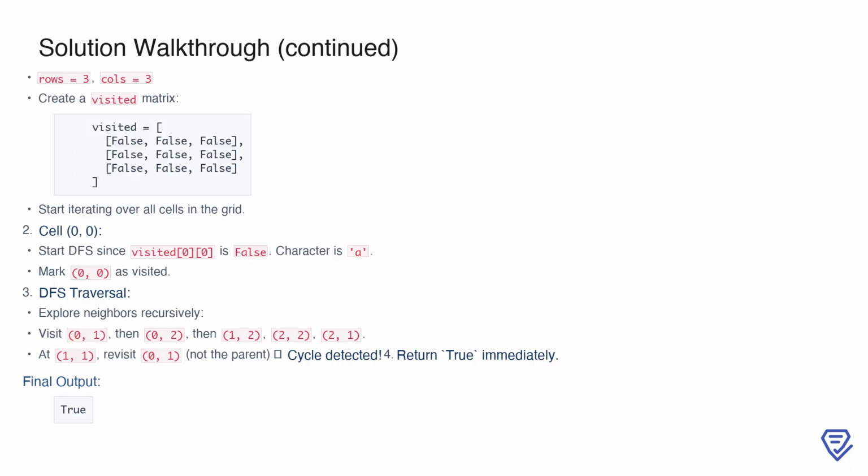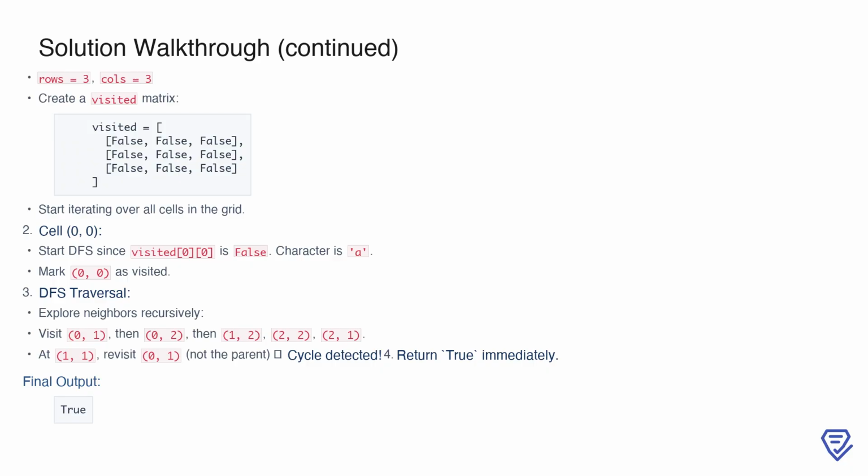Beginning at cell 0, 0, we start a DFS since this cell has not been visited. The character is A, so we mark it as visited. During the DFS, we explore its neighbors in a recursive manner. This traversal takes us through cells 0, 1, 0, 2, 1, 2, 2, 2, and 2, 1.